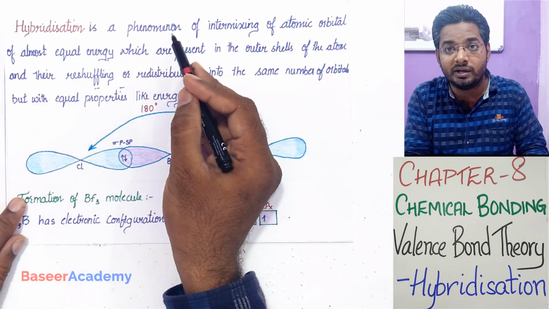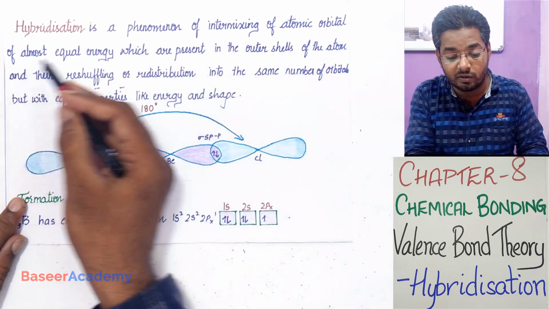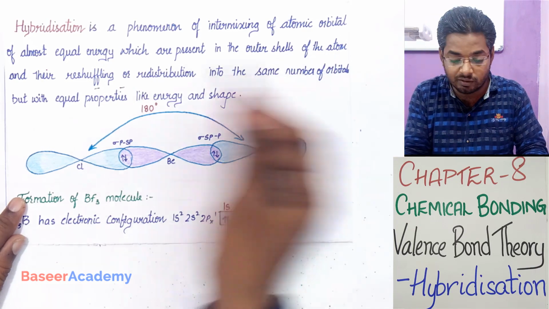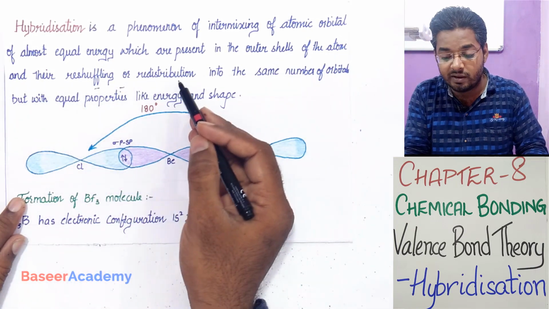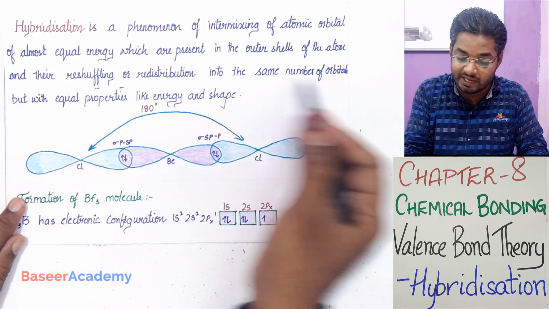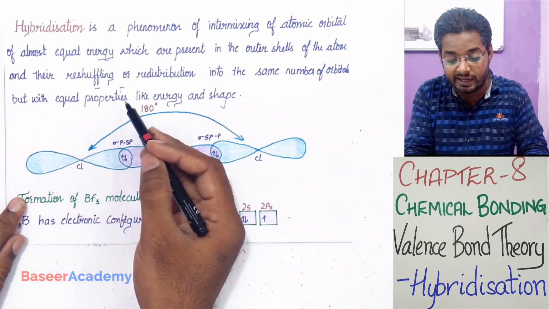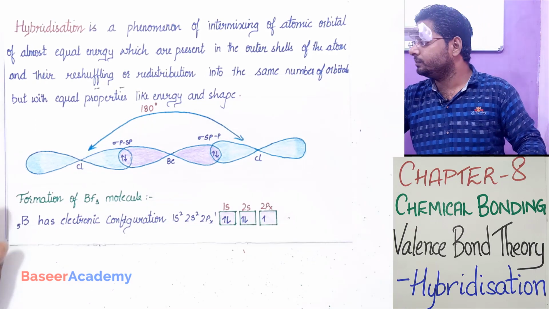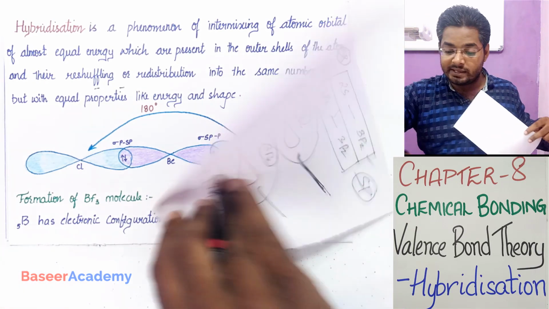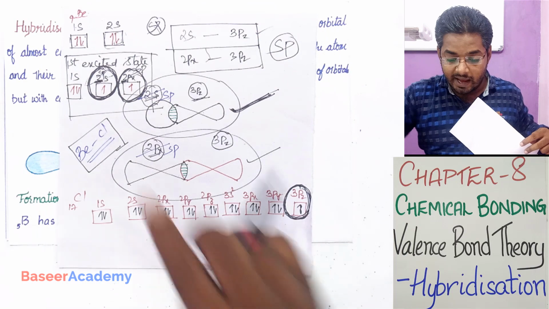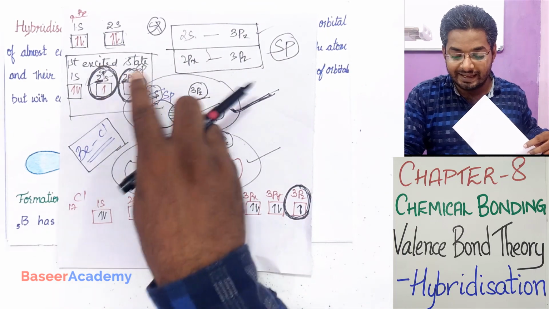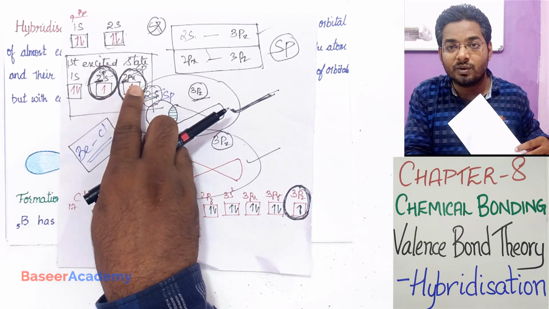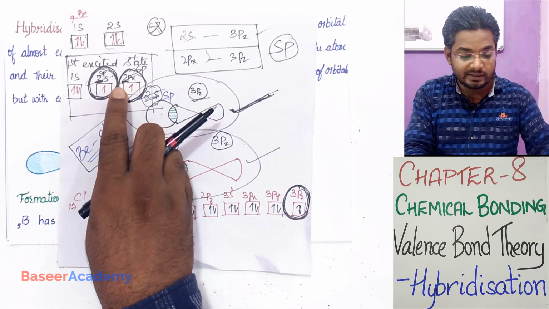Hybridization is a phenomenon of intermixing of atomic orbitals of almost equal energy which are present in the outer shells of the atom, and their reshuffling or redistribution into the same number of orbitals but with equal properties like energy and shape. Let's see it here. So we saw that the 2s orbital and the 2px orbital are intermixing. Please remember, 2s and the 2px orbital are in the same orbit.